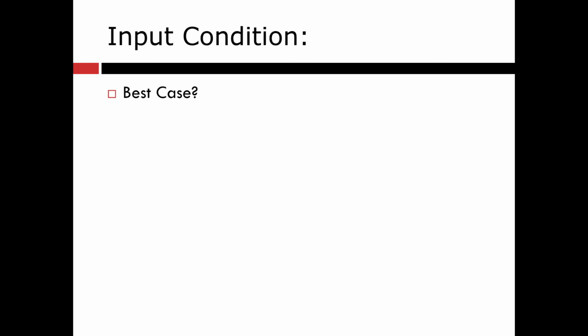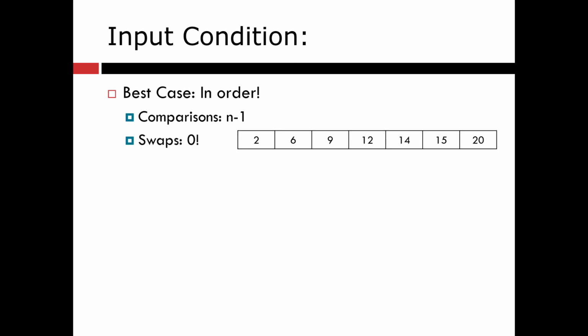Now, this is really important for a lot of sorts, but for bubble sort in particular, the input condition drastically changes the efficiency of this algorithm. So if our input best case scenario is in order, we're looking at n-1 comparisons, that's an O(n) operation, and 0 swaps. We don't have to change the position at all if we are already in order.